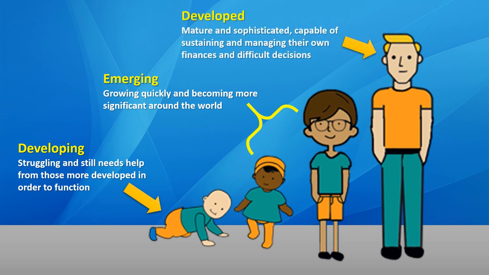The adult is developed, mature and sophisticated, capable of sustaining and managing their own finances and difficult decisions. So this is a country which is very sophisticated. This will be post-industrial, which we'll cover in a future lesson. And we can see how developing is quite poor, emerging is getting there, and developed is there. And this is basically the same. We can reflect these onto nations. If nations have these same characteristics, we can understand them as being emerging, developing, or developed nations.